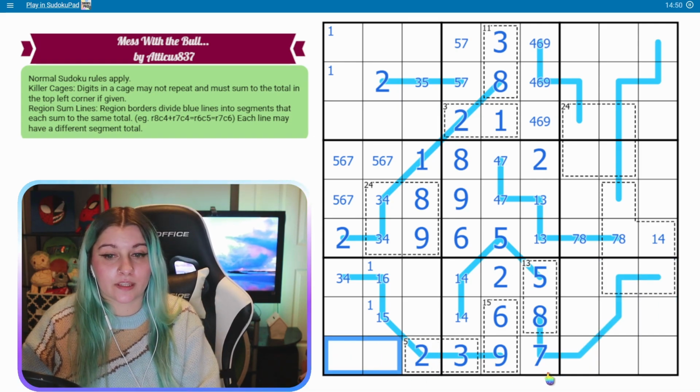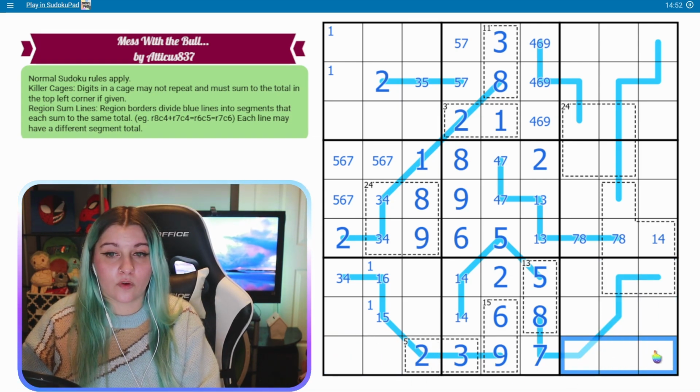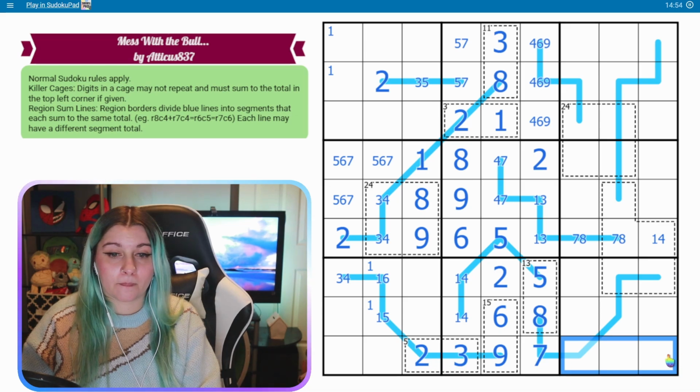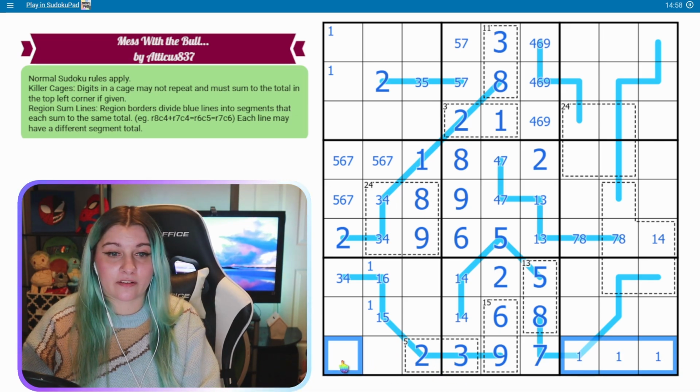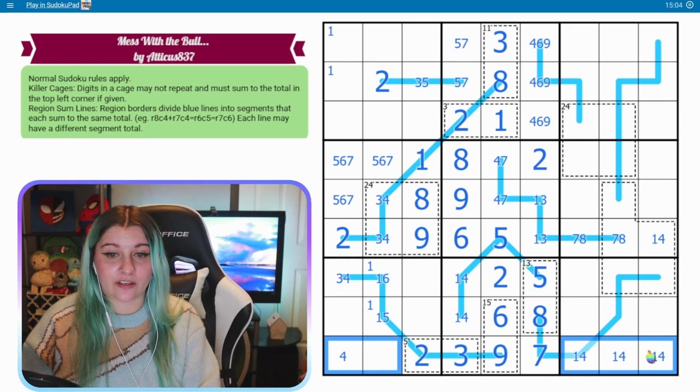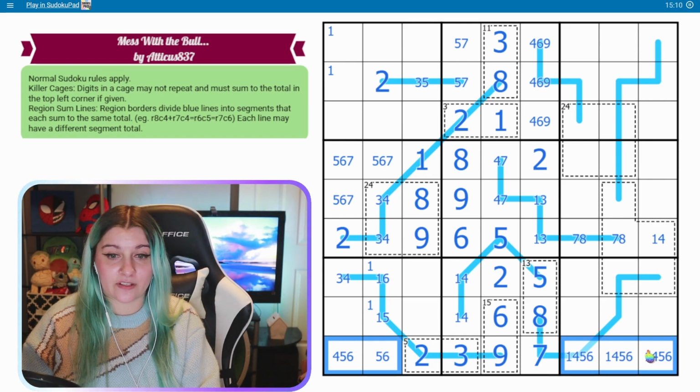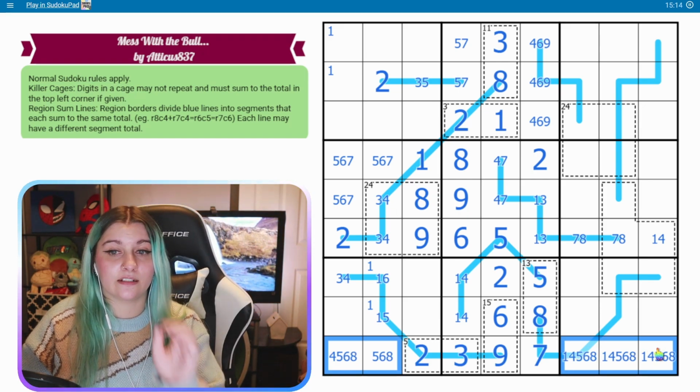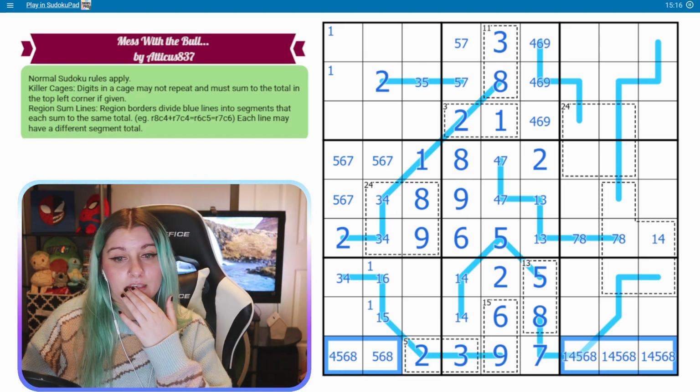Let's start with this row, I think. I need a 1 over here. I have a 2 and a 3. I don't know about 4 yet. 4 could go anywhere here. I don't know about 5 yet. 5 could go anywhere. I need a 6. 6 could go anywhere. I have a 7. I need an 8. And I have a 9. I don't know if that was super helpful.